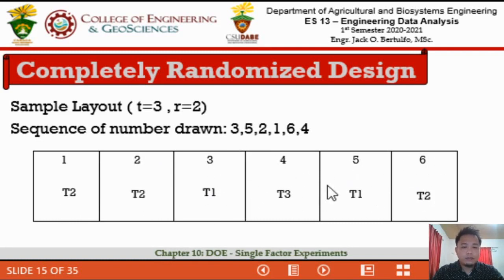So it does not matter if T2 and T2 are next to each other. We do not consider blocking this time. So all the experimental units have the chance to receive every treatment.